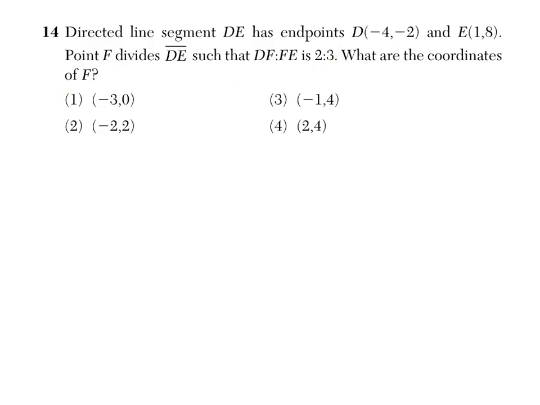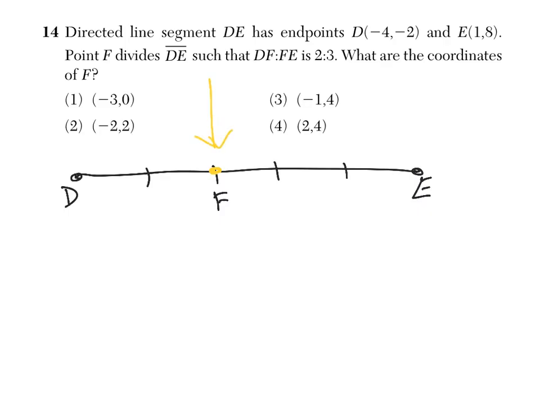Let's sketch that out. I really like to visualize something like this. We know that point D is on one end, E is on the other. We recognize that this is a 2:3 ratio, so it's going to be broken up into 5 equal parts. And F is this point right here. So this is what we're looking for. We need the x and y value for F.